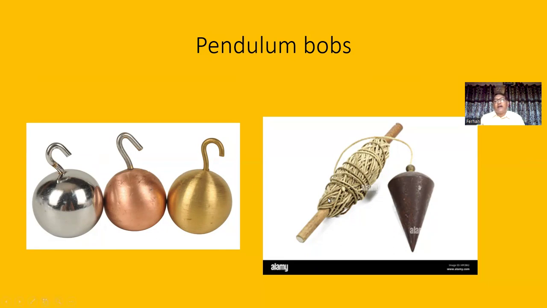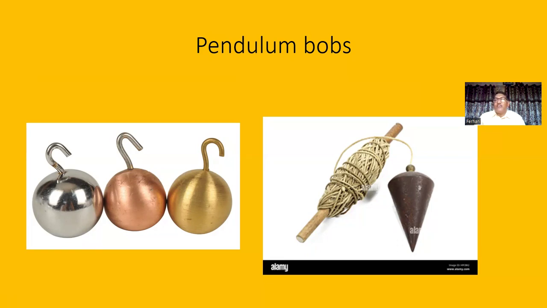and this thing is called a plumb line. Plumb line is, you have a plumb bob, which is normally in the shape of a cone, and a thread is attached with it. And with the help of this, you can make sure that things are exactly vertical.